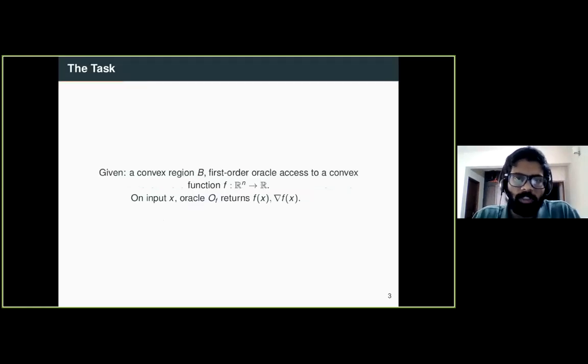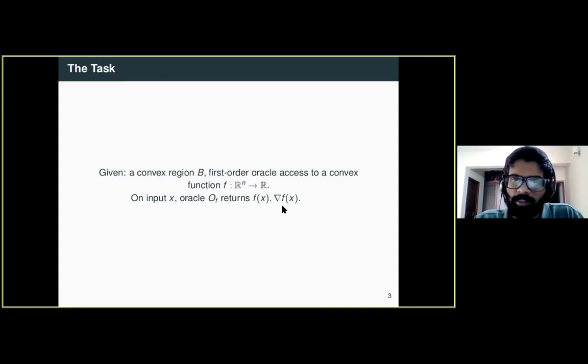So the task of first order convex optimization is quite simple. You're given a convex region B, which we'll assume is just the unit ball for our talk. And you're given oracle access to a convex function f. So all you're given about the function f is the promise that it's convex. And you're given first order oracle access. That means that if you give the oracle an input x, the oracle returns to you the function value and the gradient value at x.